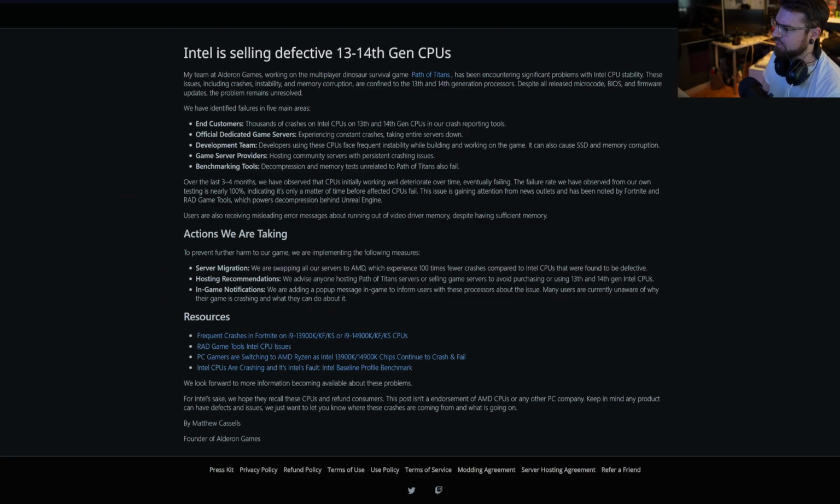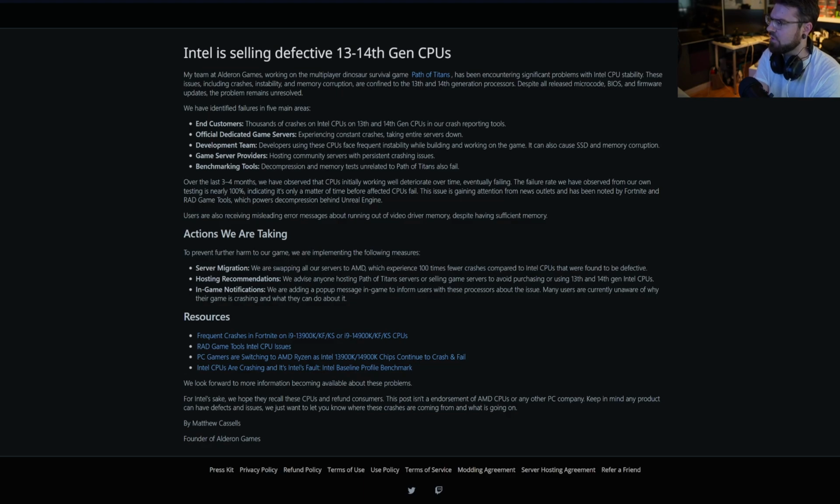Bullet point number one, end customers: thousands of crashes on Intel 13th and 14th gen CPUs in our crash reporting tools. Number two, official dedicated game servers experiencing constant crashes, taking entire servers down. Bullet point number three, development team: developers using these CPUs face frequent instability while building and working on the game. It can also cause SSD and memory corruption, which is something I've seen a few times with my own customers. Game server providers, that's the next bullet point: hosting community servers with persistent crashing issues. And then the last bullet point is benchmarking tools.